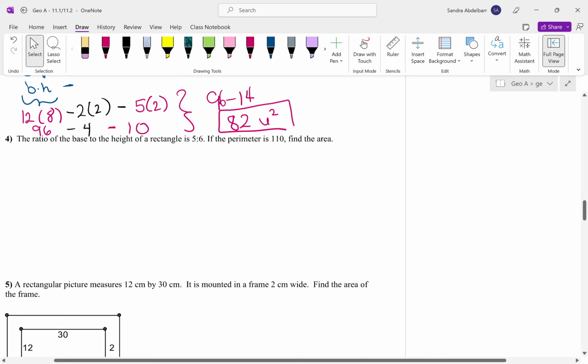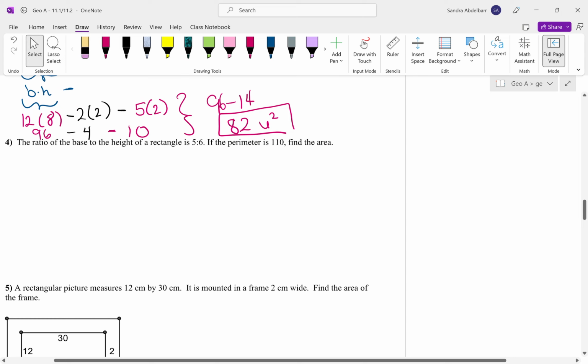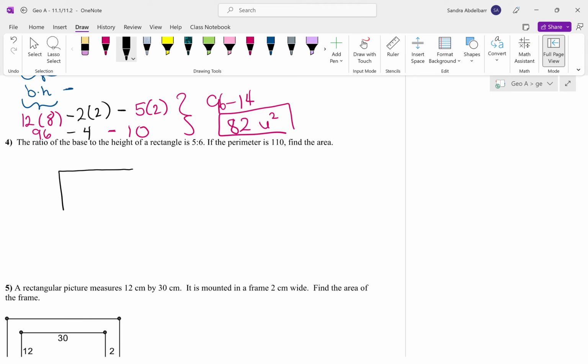Can I go on to number 4? Okay. The ratio of the base to the height of a rectangle is 5 to 6. If the perimeter is 110, find the area. So we're talking about a rectangle, so the first thing I'm going to do is draw a rectangle. Now they're telling us the ratio of the base to the height is 5 to 6. That doesn't mean the base is 5 and the height is 6. The minute we take numbers out of a ratio, what do I need to put into them? An x. So the ratio is 5x to 6x.